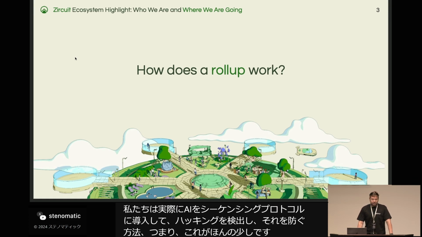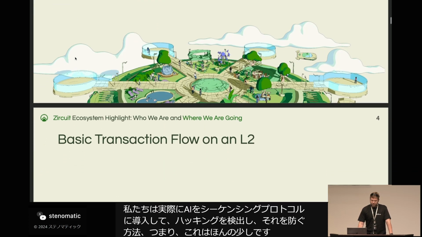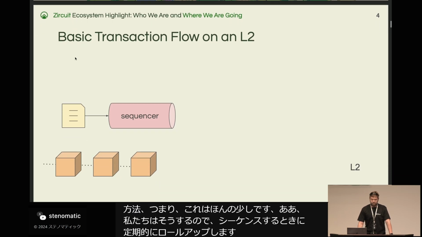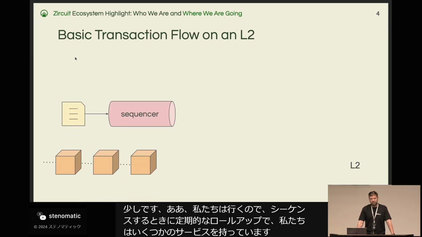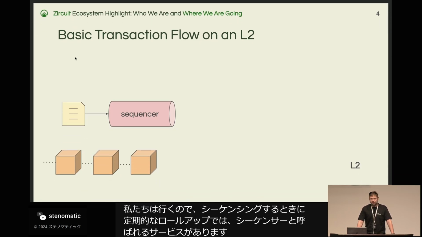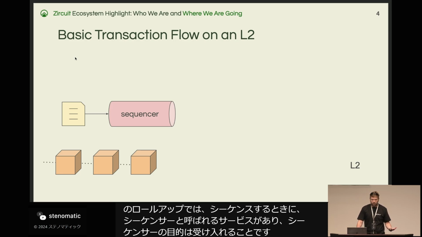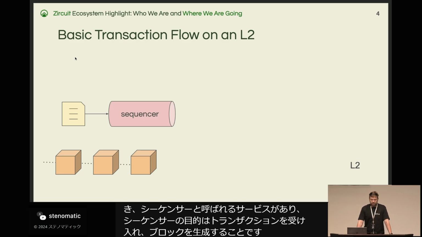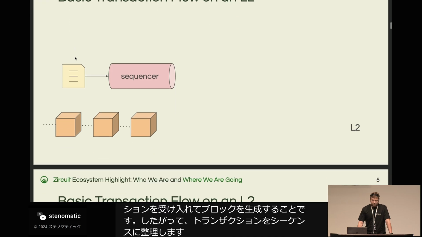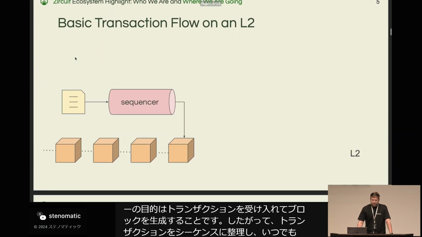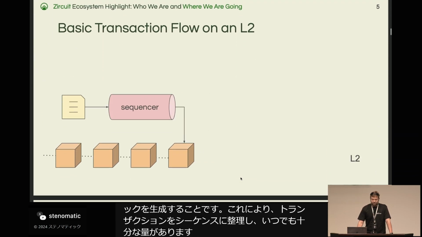So in a regular rollup, when we sequence, we have some service. That service is called sequencer. And the purpose of sequencer is to accept transactions and produce blocks. So it organizes the transactions into a sequence, and whenever it has enough of them, it produces a block, okay?